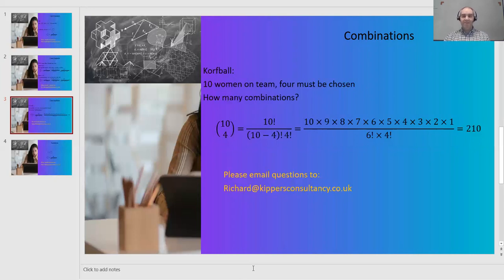So in this case, there are 10 objects, in this case women, and we are choosing 4 of them. So our calculation becomes 10C4, which is equal to 10 factorial over 10 minus 4 factorial times 4 factorial, which is equal to 10 times 9 times 8 times 7 times 6 times 5 times 4 times 3 times 2 times 1 over 6 factorial times 4 factorial, which, when you put it into a calculator, equals 210.